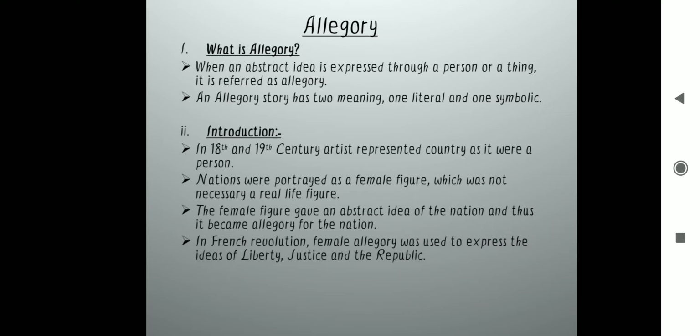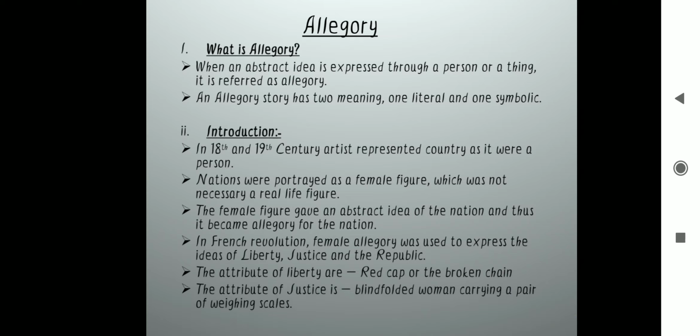In French Revolution, female allegory was used to express the ideas of liberty, justice, and the republic. So that is the basic, the revolution movement. The ideas of revolution movement were liberty, justice, and republic. Basic fundamentals of democracy were used as an allegory. The attributes of liberty are red cap or the broken chain, which we have already seen. And the attributes of justice is blindfolded woman carrying a pair of weighing scale.